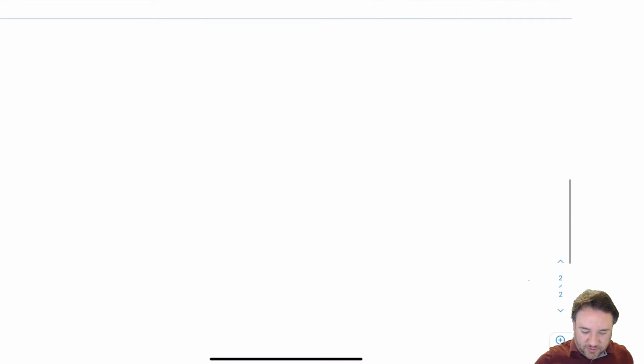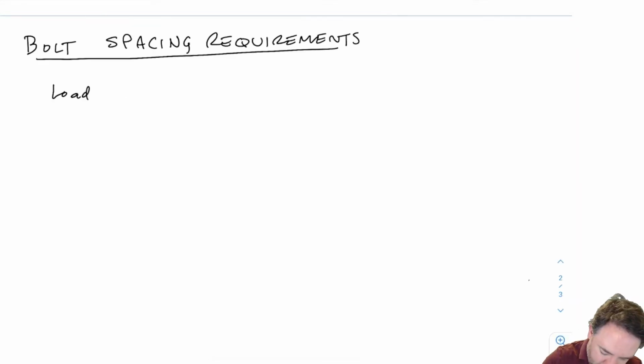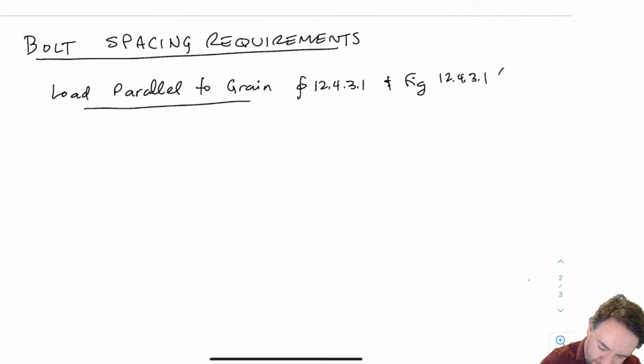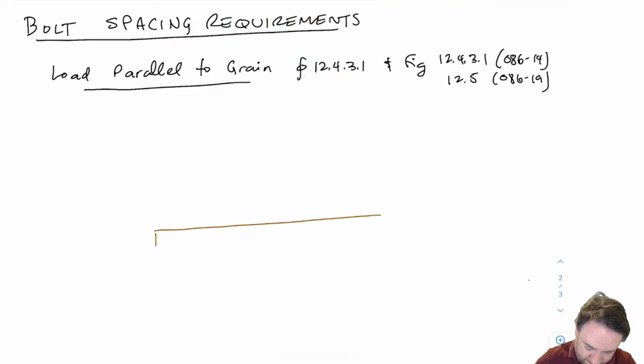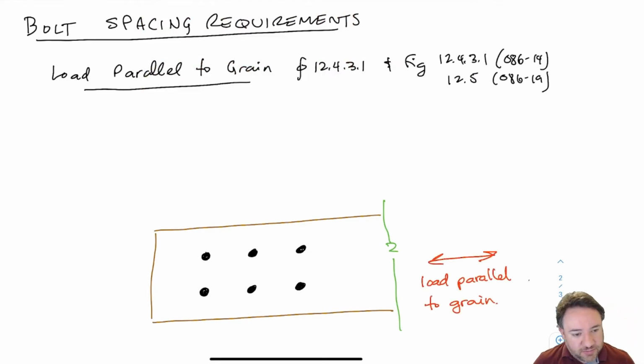Okay, so before we talk about the details, we are going to talk about the spacing requirements for bolts. The spacing requirements differ depending on the direction of my load. So if my load is parallel to grain, I have one set of spacing requirements. If the load on the bolts is perpendicular to grain, then I have a different set of spacing requirements.